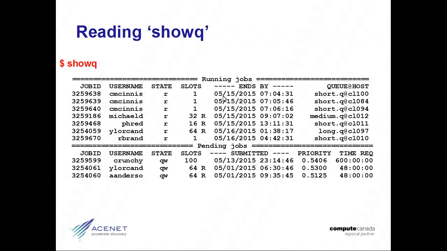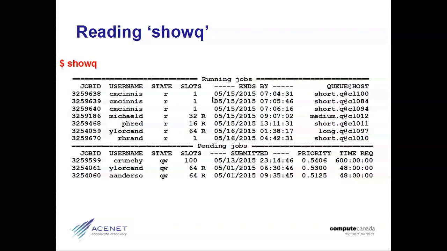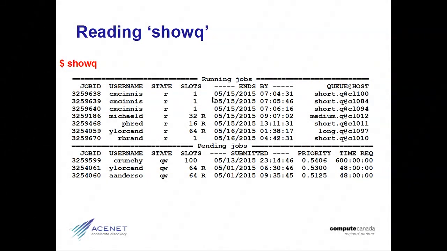Because you see, what we do to get these end times is we add the h_rt, the hard limit on runtime that you, the user, supplied. We add it to the start time of the job. But remember, most jobs don't actually run all the way to their hard limit on runtime. They actually finish sooner because you give it a safety margin, right? So this is the worst case here.